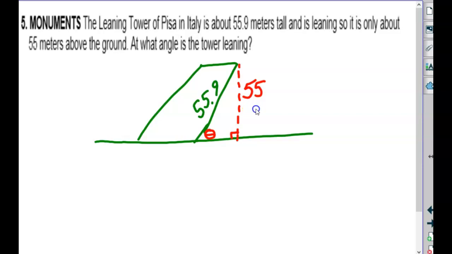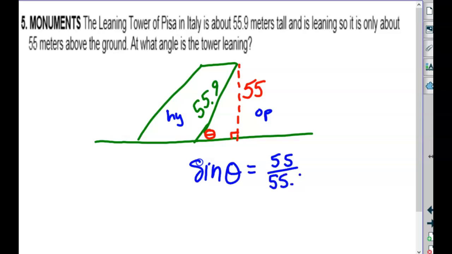Yes. So this is opposite. We need to go a little quicker here. This is opposite. This is hypotenuse in our little triangle. So we have the sine of that angle is 55 over 55.9. So we need to type second sine of that.